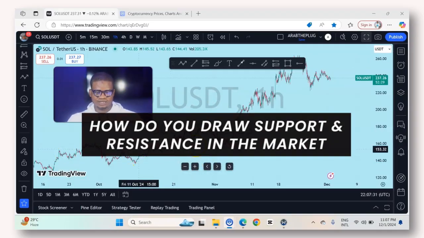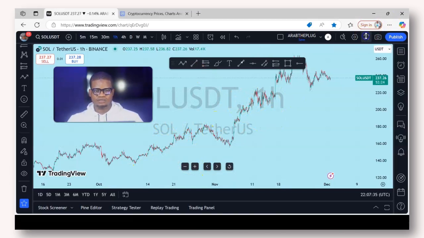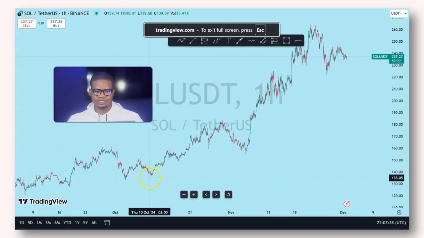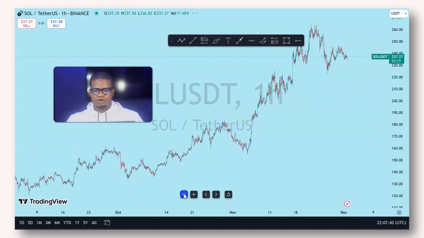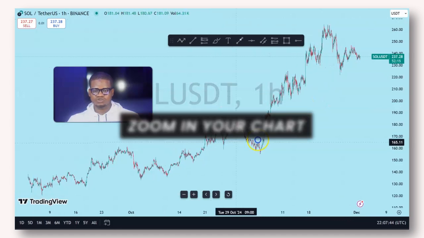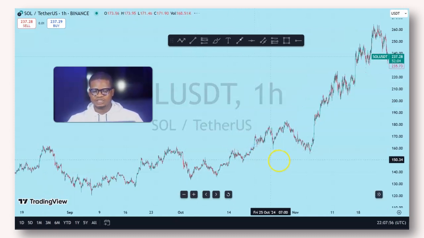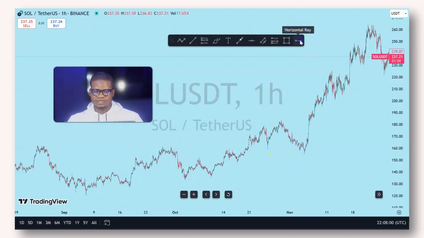So how do you draw support and resistance in the market? Once you have a chart like what you have, this is a chart of Solana USDT. The first thing you have to do is to zoom in your chart. You see that this chart is zoomed in. I can actually see a lot of things on my chart, right? So you zoom in your chart, then you look at areas where price has reacted to in the past multiple times. So you can see this is an area, right?